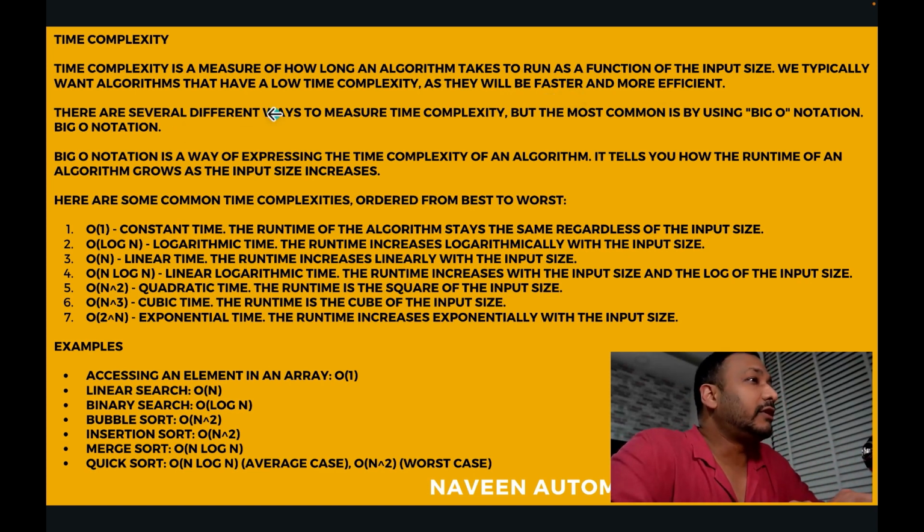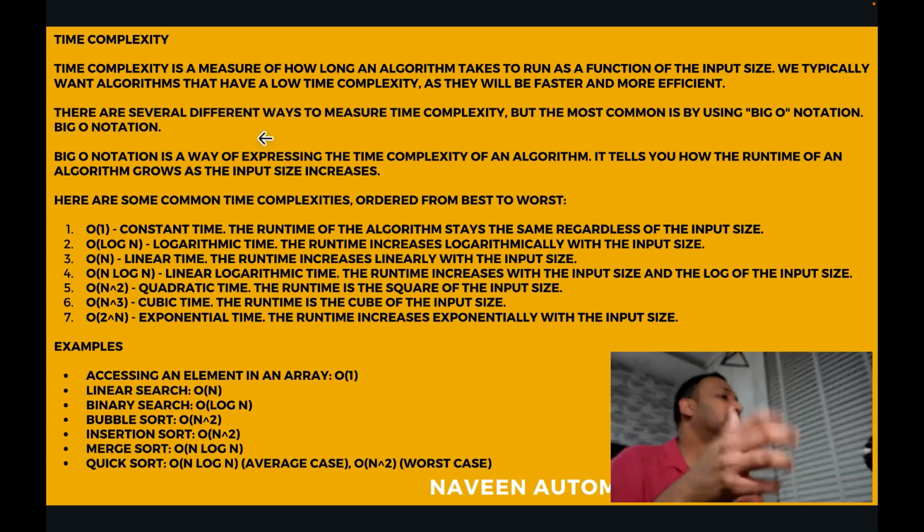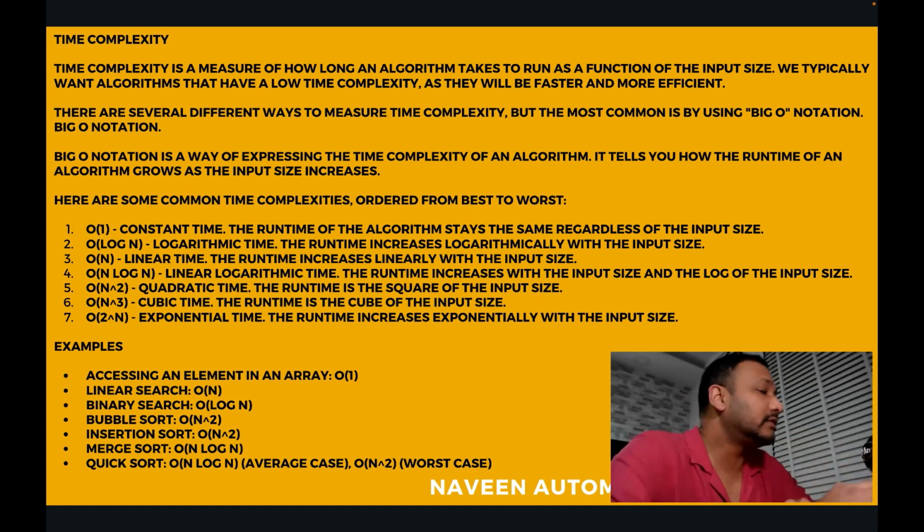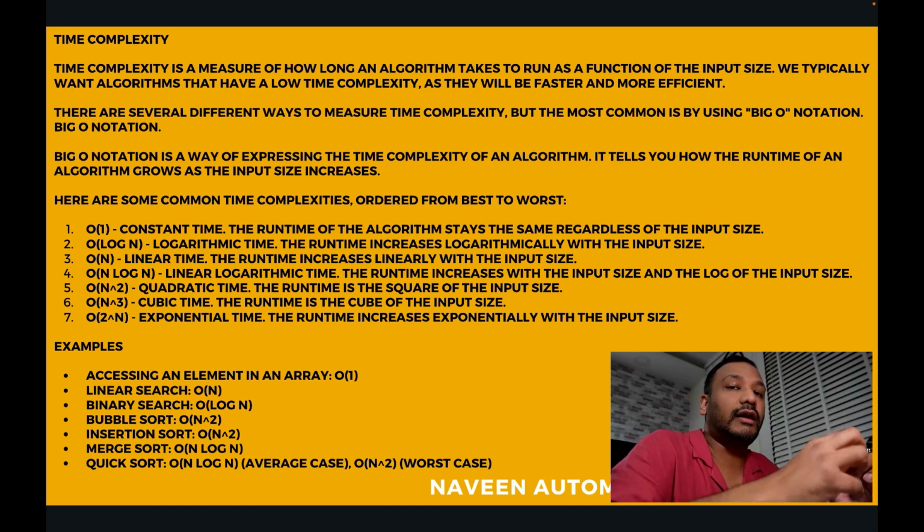There are several different ways to measure time complexity, but the most common is by using big O notation. You must have heard about O(n), O(1), O(log n), O(n square) and all such things. So big O is a standard notation, a way of expressing the time complexity of an algorithm. It's not only about Java or Python, and it's not specific to any programming language.